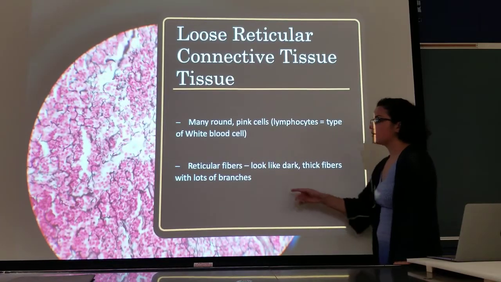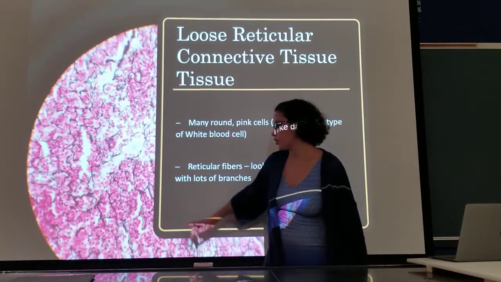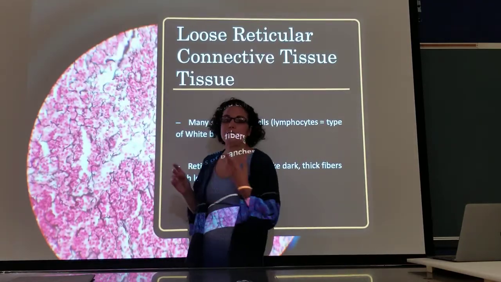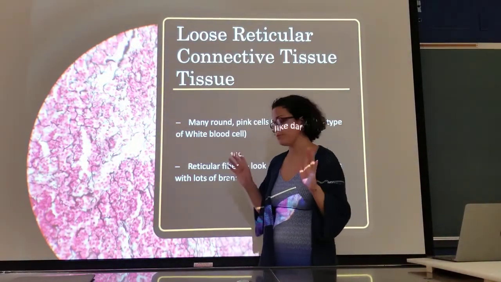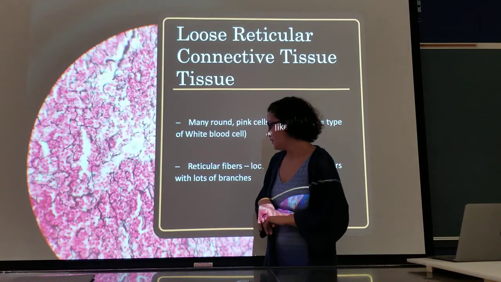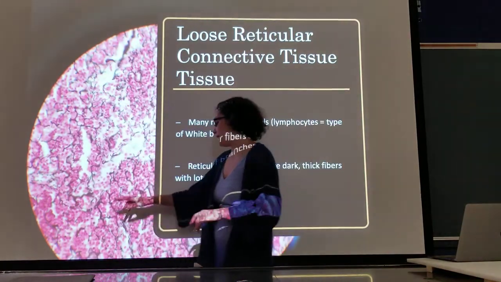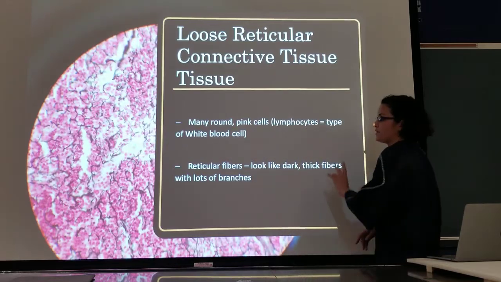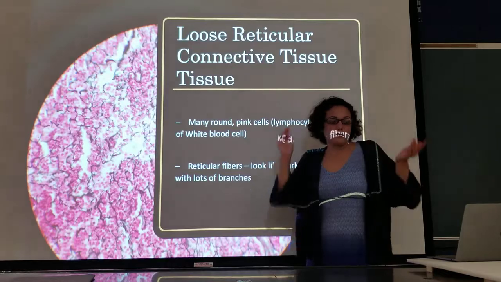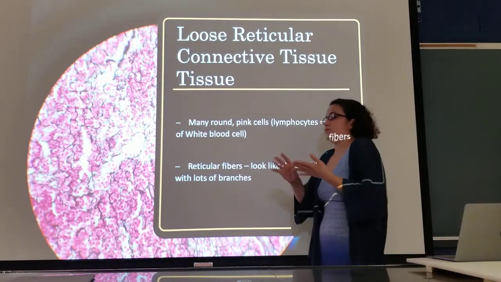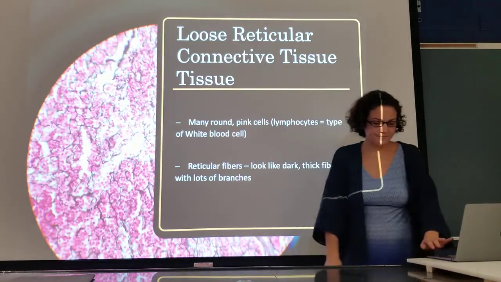Now I know these reticular fibers probably look way more squiggly, way darker, and way more crazy than elastic fibers did in loose areolar connective tissue. Yeah, but they're not. They're reticular. They have to be reticular because they are found with the pink dots, and the pink dots are lymphocytes, and lymphocytes are only in loose reticular connective tissue, and loose reticular connective tissue is the only one with reticular fibers. So that's how it works.